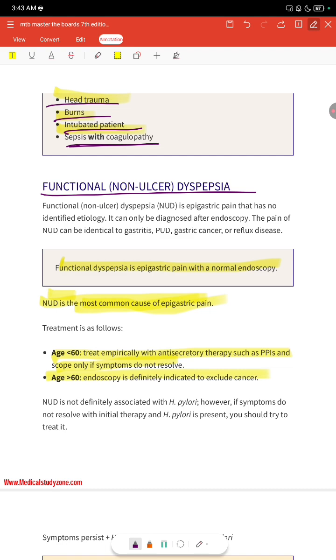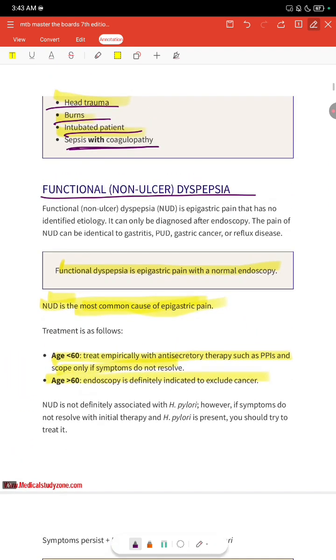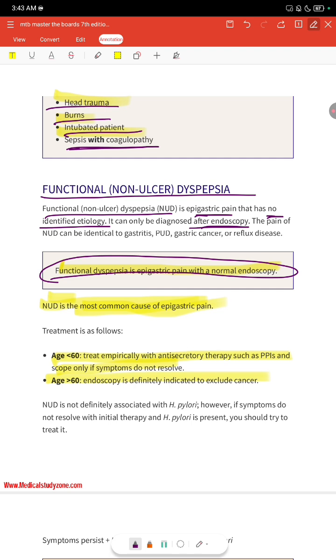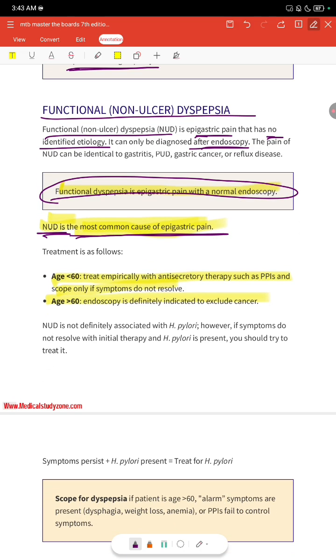Functional non-ulcer dyspepsia. This is an important topic. Functional non-ulcer dyspepsia is epigastric pain that has no identified etiology. It can only be diagnosed after endoscopy. The pain of non-ulcer dyspepsia can be identical to gastritis, PUD, gastric cancer, reflux disease. So it's basically epigastric pain with a normal endoscopy. And non-ulcer dyspepsia is the most common cause of epigastric pain, a functional dyspepsia.